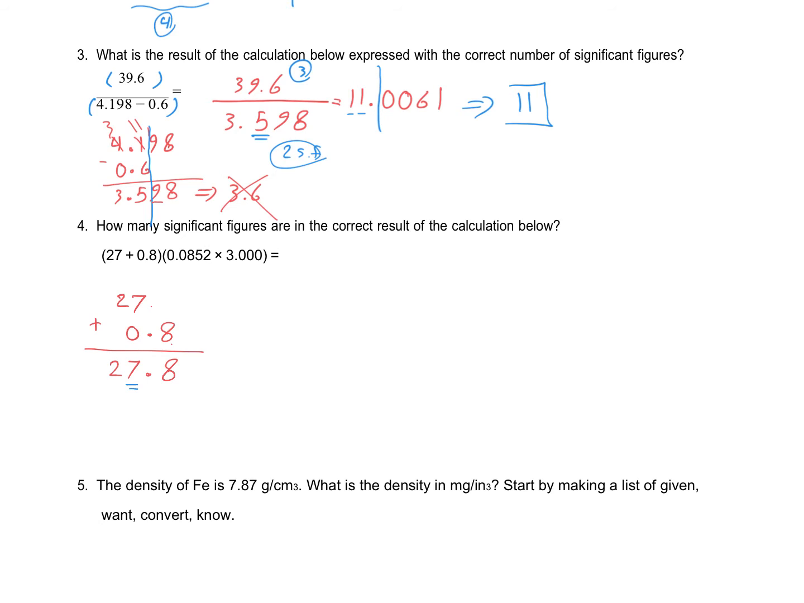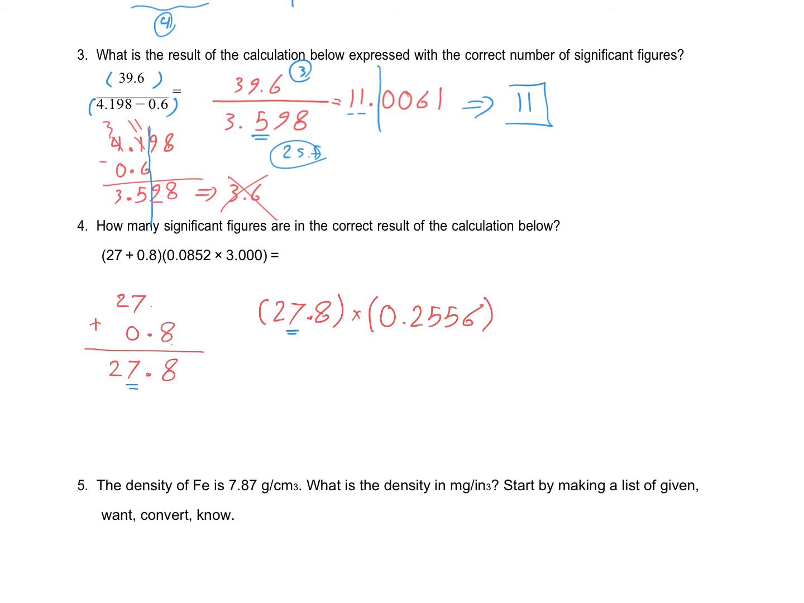Okay, so I rewrite this here, 27.8, and underline the last significant figure, then multiply. If you multiply these two numbers, you will get 0.2556. You probably have more digits in the calculator, but you only write 4 decimal places. Now let's go back and see how many significant figures we need to report.